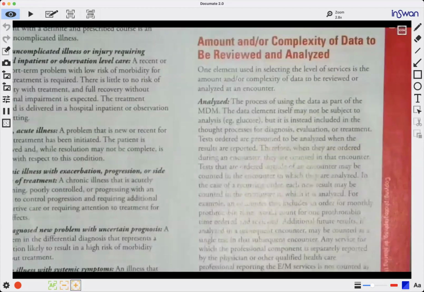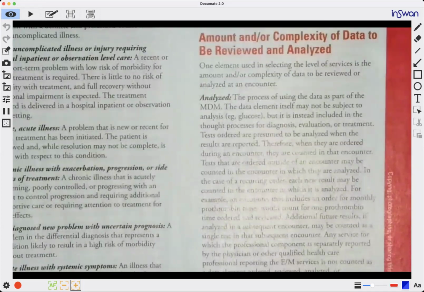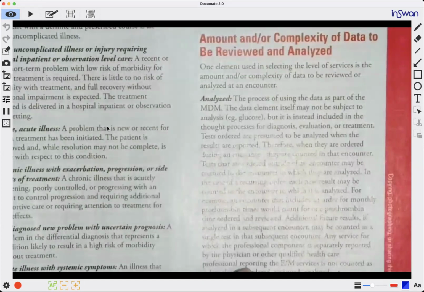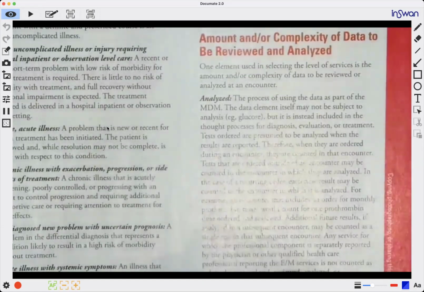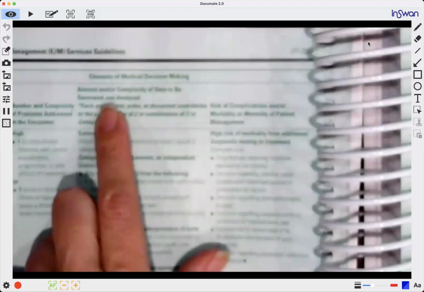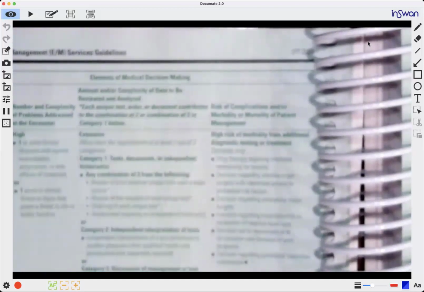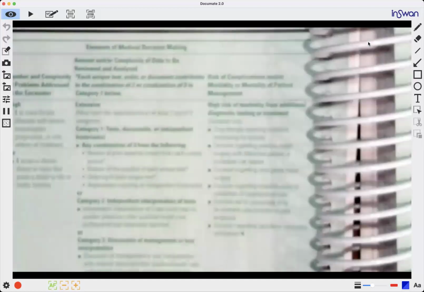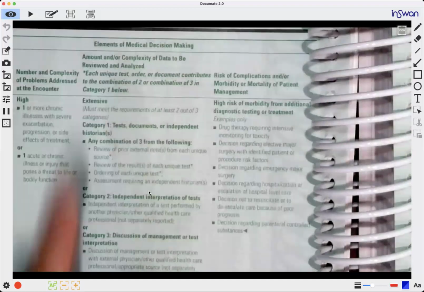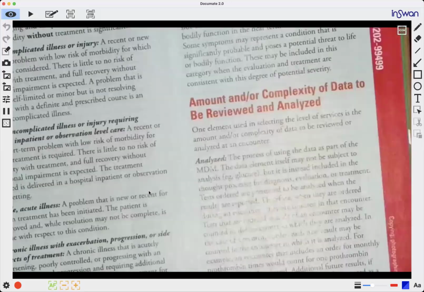Okay, and I do apologize that the camera is not the best camera, but I really wanted to be able to demonstrate in the actual code book for you, because this is always available to you. This is what you're going to refer to as needed. So amount or complexity of the data, that goes back to this column right here, amount or complexity of the data. There we go. So this column is described right here, okay?